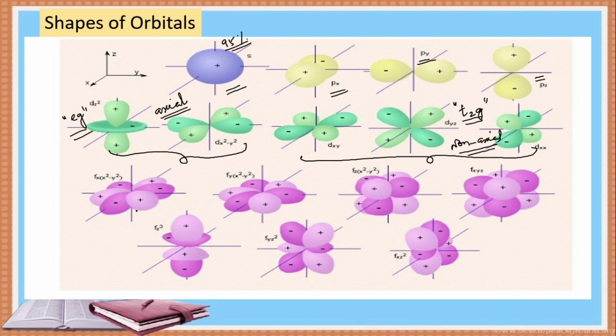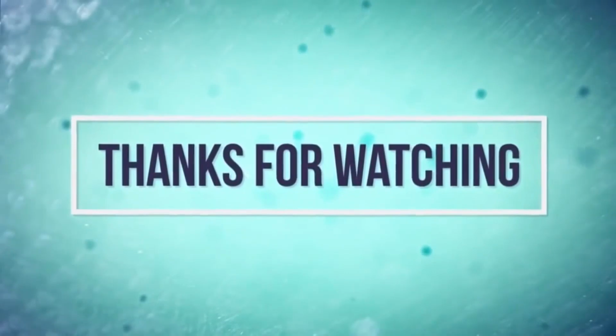Here we can see the f orbitals: fx into x square minus y square, fy into x square minus z square, fz into x square minus y square, y square minus z square, students. Then fxyz, fz cube, fyz square and fxz square. So these are the 7 different f orbitals. Okay. So this is about the shapes of orbitals. Clear, students, right?